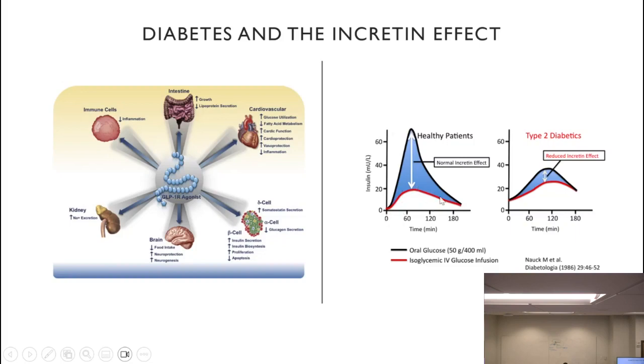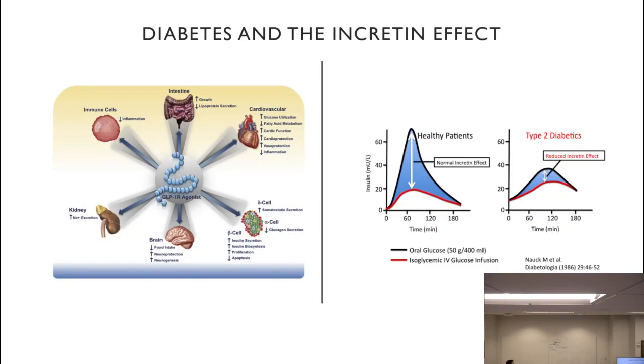This is what happens when you simply give IV glucose. Notice 1 hour after the infusion of IV glucose versus oral glucose, the difference in insulin levels. That means glucose is going to go down very fast if we have a very high level of insulin. That difference between the amount of insulin in response to an IV glucose infusion versus oral glucose is what we call the incretin effect.